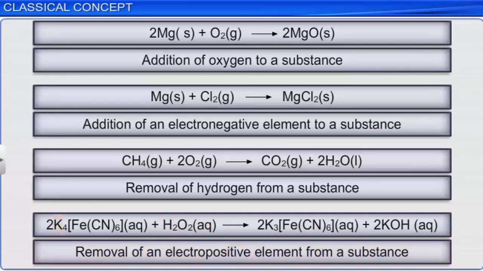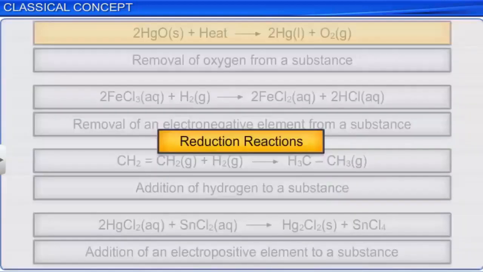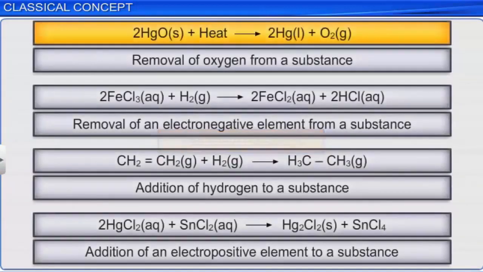According to the classical definition of reduction, here are some examples of reduction reactions. In the first equation, mercuric oxide on heating gets reduced and forms mercury and oxygen. In the second equation, when ferric chloride reacts with hydrogen, electronegative element chlorine will be removed and ferrous chloride will be formed.